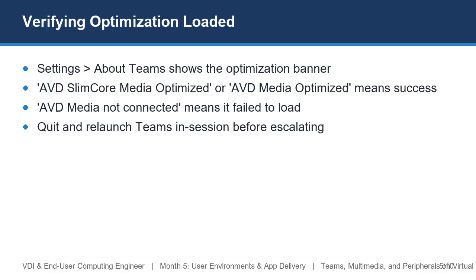You verify optimization loaded from inside a live session. Teams Settings, About Teams, shows a banner. If it reads AVD SlimCore Media Optimized or AVD Media Optimized, you're good. If it reads AVD Media Not Connected, quit and relaunch the Teams app in session first. That resolves most first-time failures before you need to escalate further.